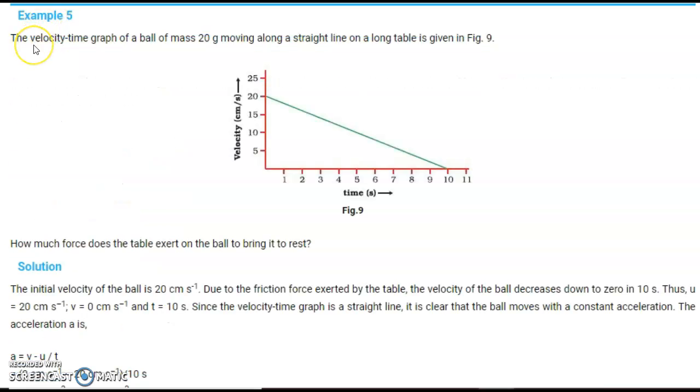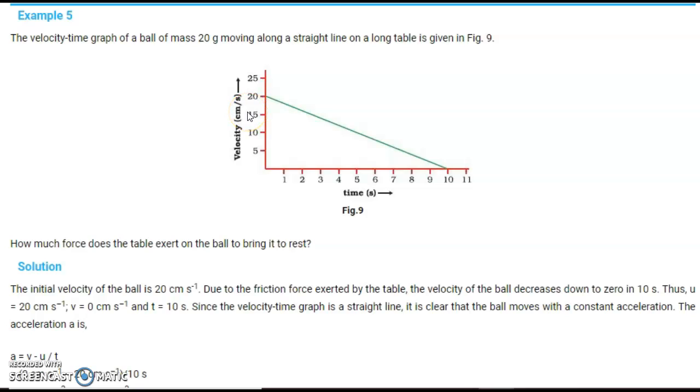Example 5. Here the graph is given. That is the velocity time graph of a ball of mass 20 kg moving along a straight line on a long table. So the velocity and time graph is given. How much force does the table exert on the ball to bring it to rest? So we have to find out the force the table exerts on the ball to bring the ball to rest.